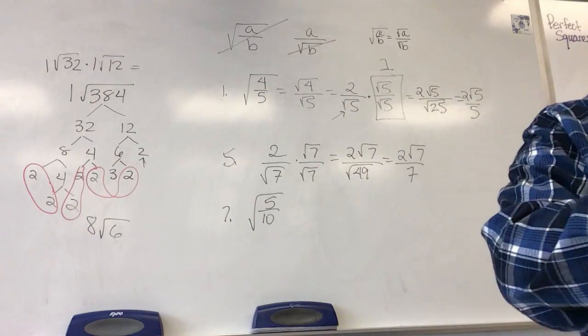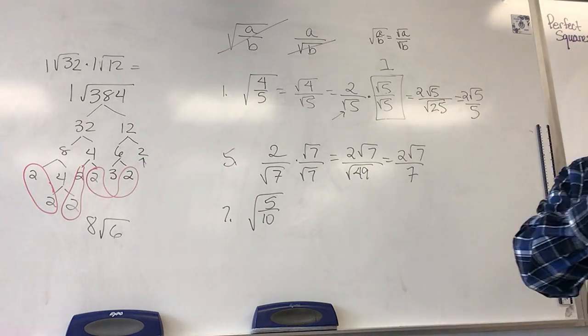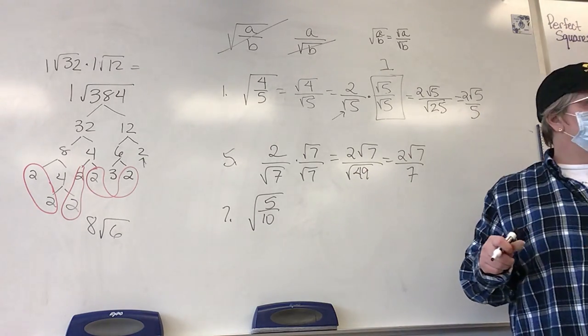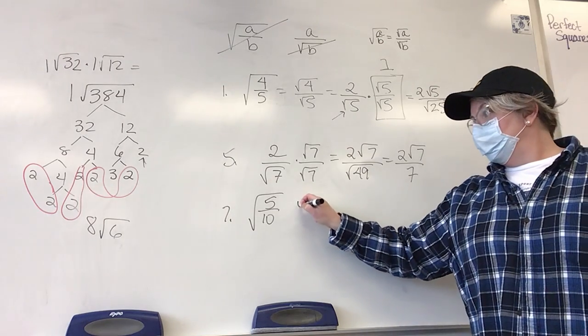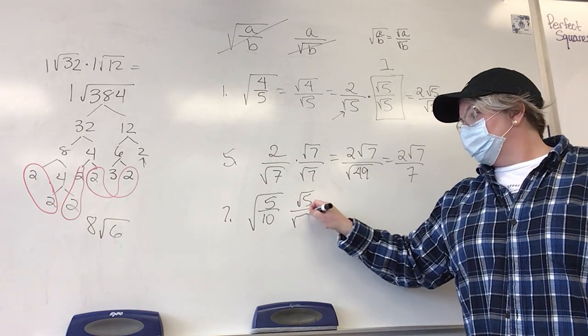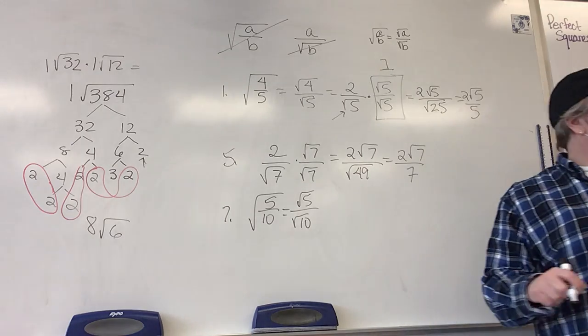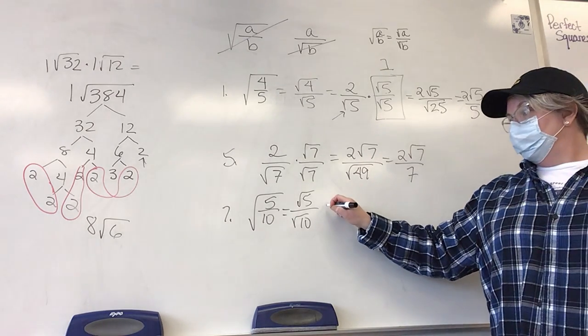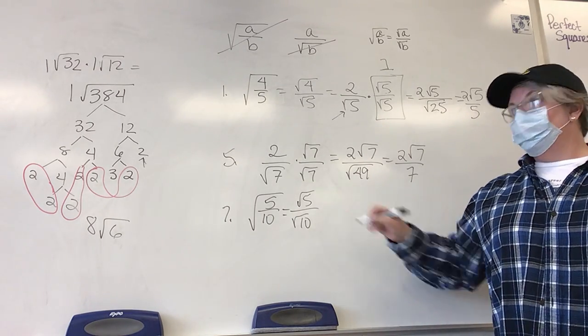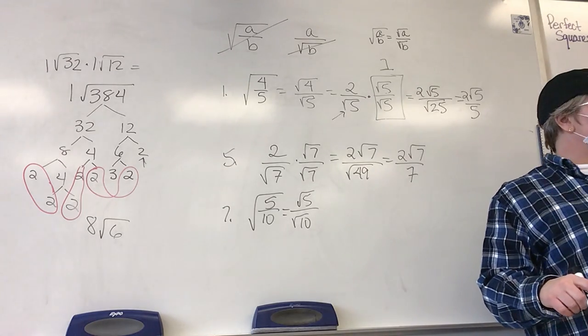All right, what do you think of this one? Somebody walk me through it with the 5 and the 10. So first I split them up. Square root of 5 over the square root of 10. Excellent. And then I simplified the 5 and 10. Ooh, I'm going to have to go back and do something later into that.